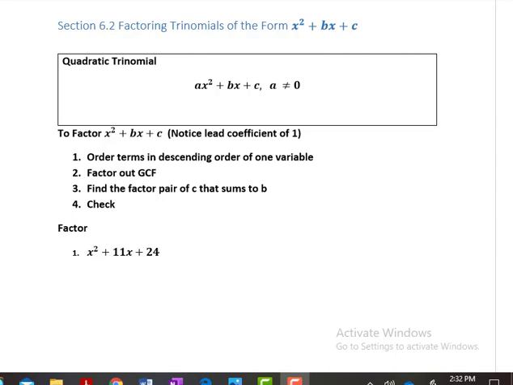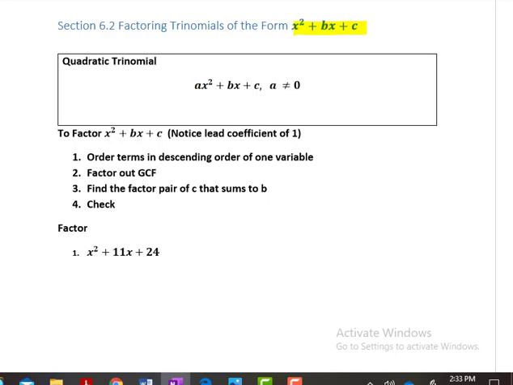Section 6.2, factoring trinomials of the form x squared plus bx plus c. This section focuses specifically on trinomials, also known as quadratic trinomials, that have a first term, this a, equal to 1.